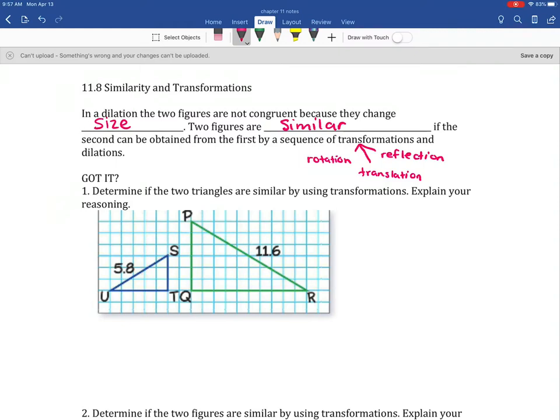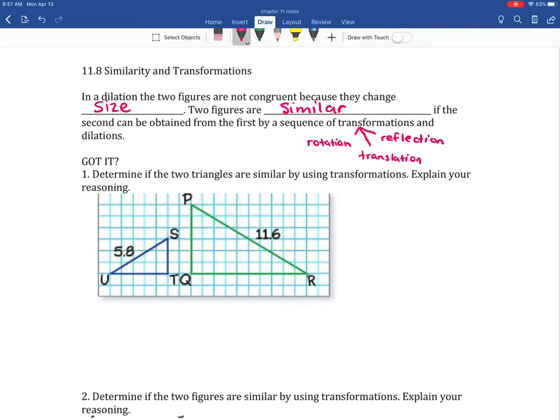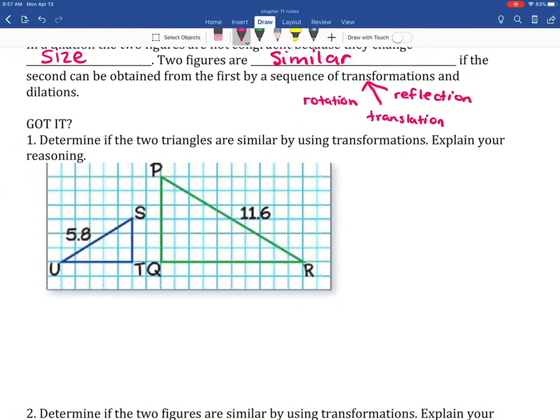So number 1 says determine if the two triangles are similar by using transformations and explain your reasoning. Well, let's look at the shape first. I see I have a blue triangle and a green triangle, and they look to be exactly the same shape, so that checks off. But they are different sizes. From the blue to the green, it gets way bigger, so there's some sort of dilation involved.